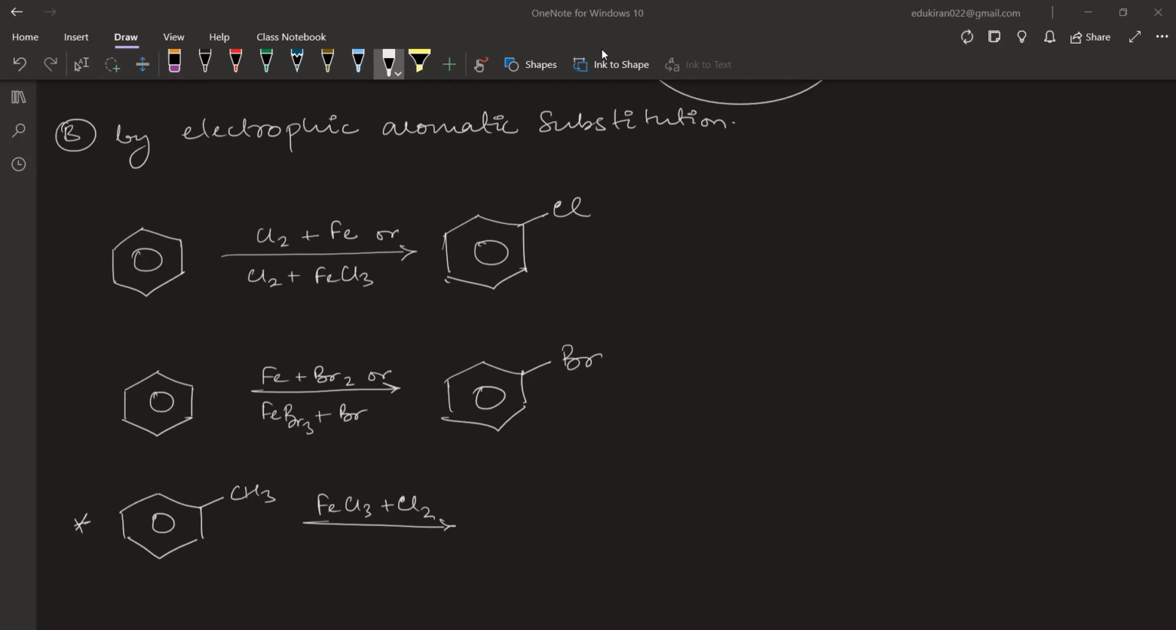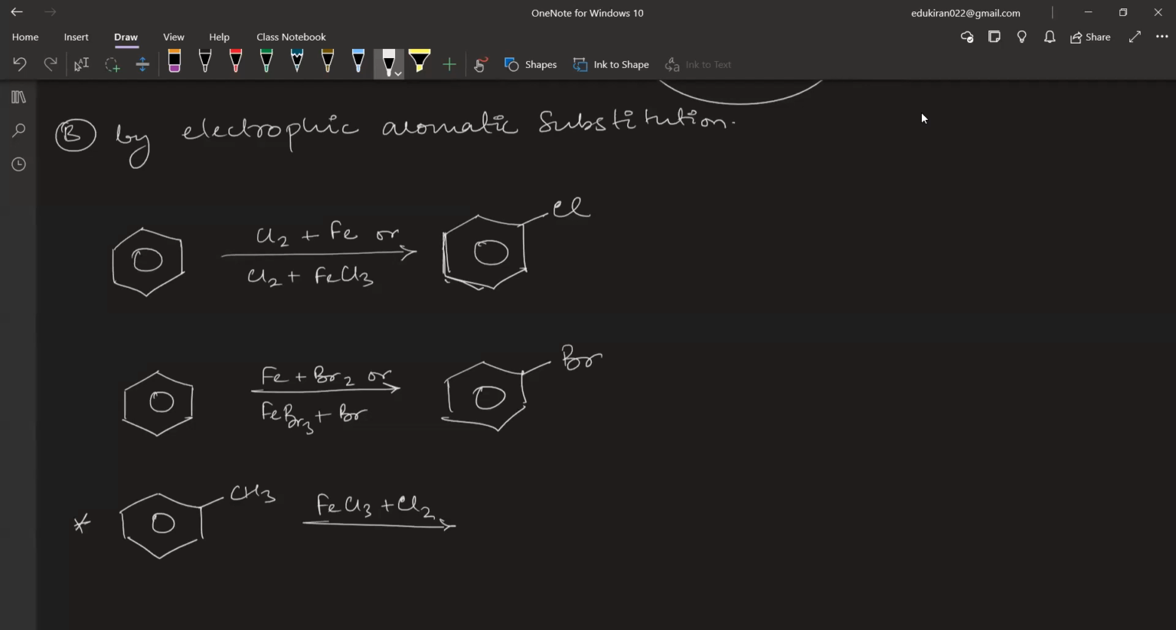Mansi, you did not make it, what did you make? Cl2. Okay, you put Cl2. But now does it make sense? No, my answer does not make sense. Okay, fine. Actually this is from 11th standard only. If you remember electrophilic aromatic substitution of benzene, this is halogenation of benzene, right? And in toluene, what will be the product? Tell me. If you have toluene, then what is going to be the product?